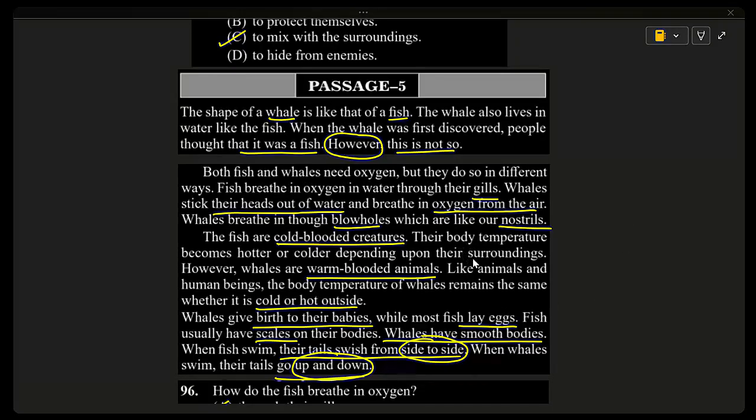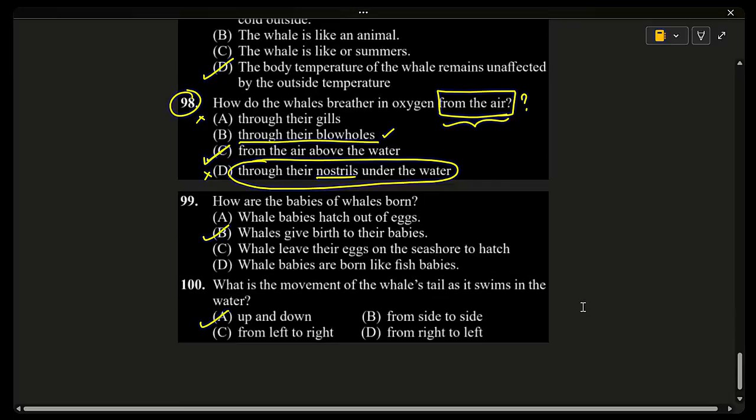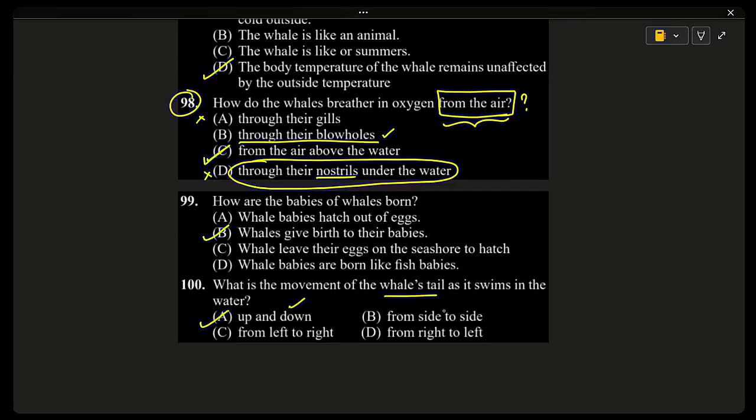Tanush, what is your doubt? Sir, in the 100th question, why not B? They mentioned clearly, no? Whale is moving the tail up and down. Fish is moving from side to side. If they're asking about fish, it is side to side. Okay, sir. See, when the tail is flat, then it has to move up and down to go through the water. Yes, sir. But if the tail is vertical, then you have to move side to side.